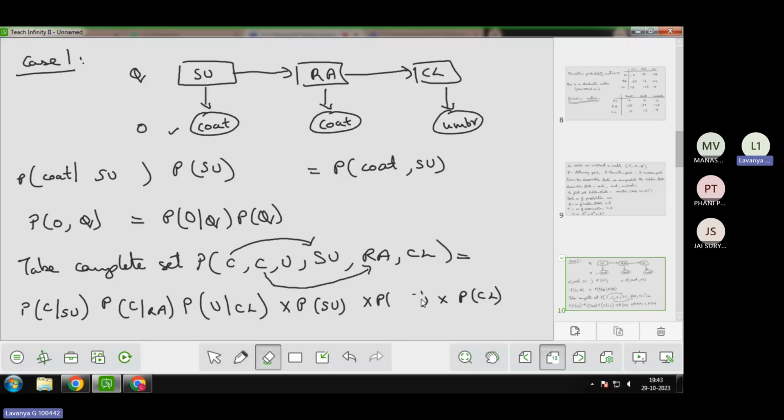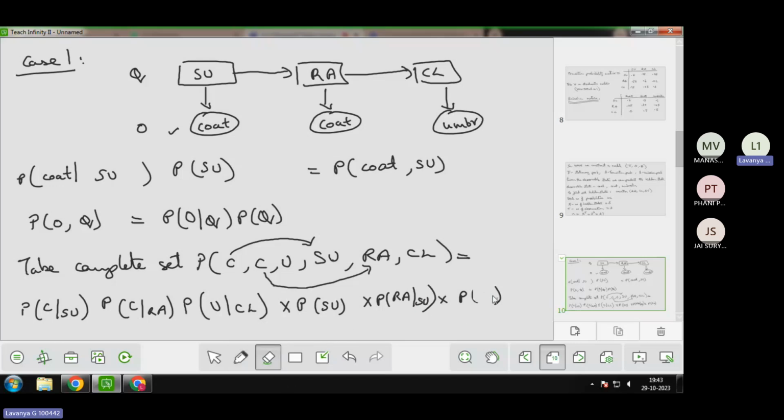It is in the second condition. So what is the second condition? Coat and rainy. But before coat and rainy, what was it? It was sunny, correct? And then from sunny, it has changed to rainy. So you will have P of SU into P of RA restricted to SU.